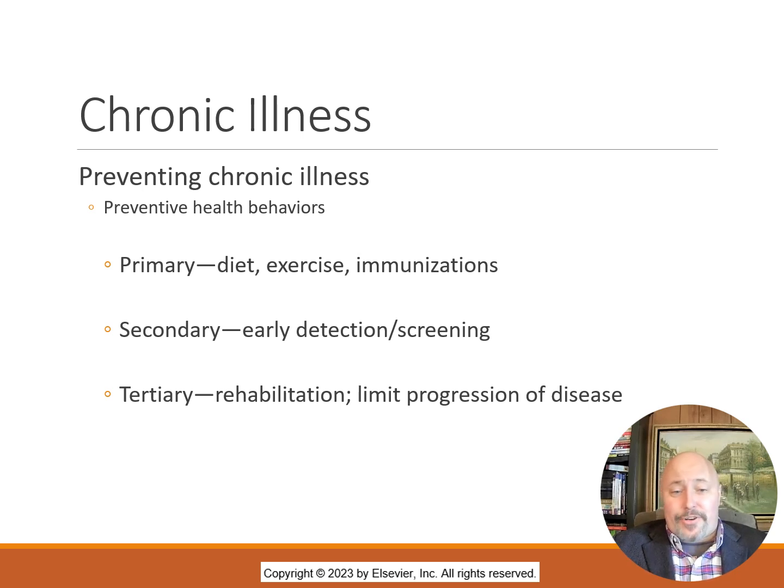As you're probably figuring out, you're going to see the terms primary, secondary, and tertiary come up a lot in different aspects of nursing. In this case, we're going to be talking about primary prevention: diet, exercise, immunizations. These are primary interventions to prevent that chronic illness. Versus secondary, which is early detection and screening. We're going to identify that problem early. Secondary occurs after the disease has occurred. So for primary, we're preventing that hypertension. Secondary is early detection and screening for that hypertension. And tertiary is rehabilitation, treating that hypertension after it's occurred.